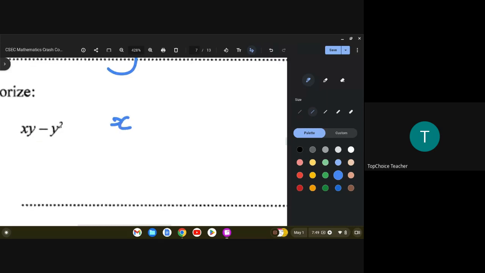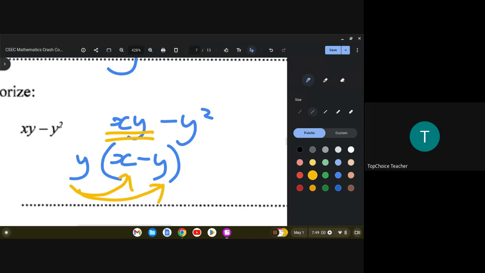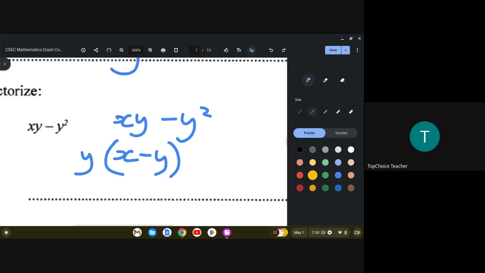So we have xy minus y squared. What is common to both? Y. So y goes outside the bracket because it is common to both terms. So what goes in the bracket? It will be x minus y. Let me show you why. Y times x will give us back xy, and y times negative y will give us negative y squared. So these are easy giveaway marks in an exam.